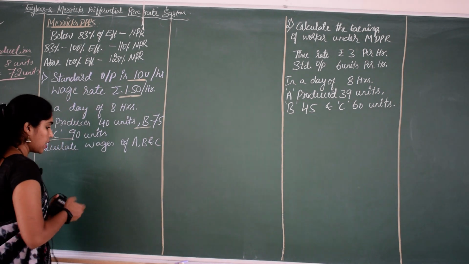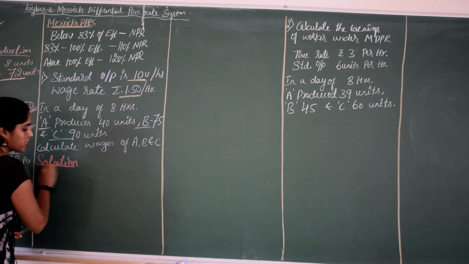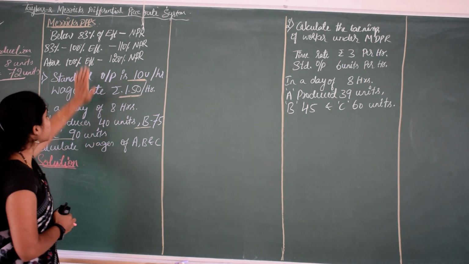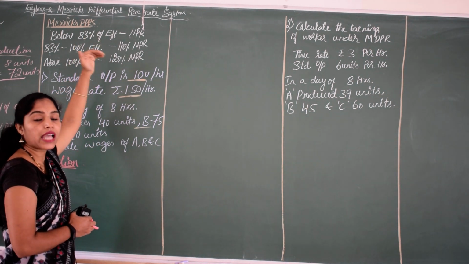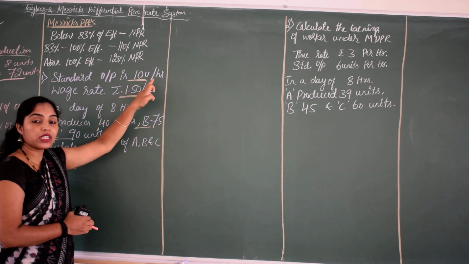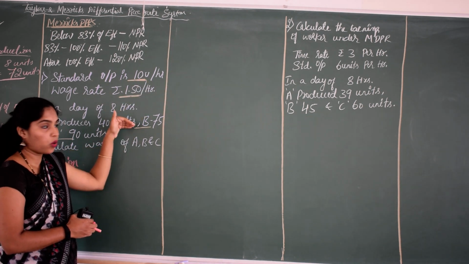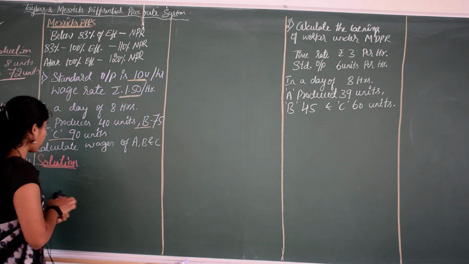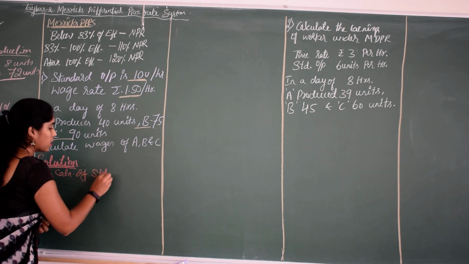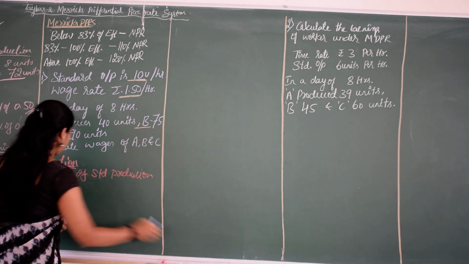So let's begin with the solution. First we need to calculate standard production. Here they have just given the criteria to calculate the straight piece rate, but they have not given standard production. Of course the production is given, but it is given for an hour and not for the whole day. So we need to calculate standard production.